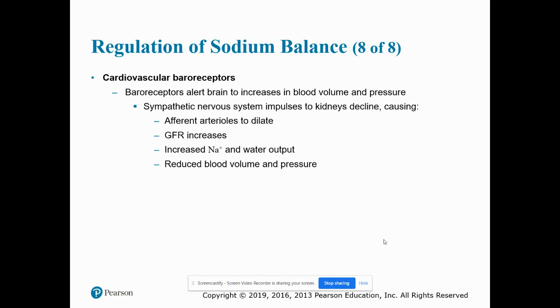We have cardiovascular baroreceptors, and they will alert the brain to increases in blood volume and pressure. The sympathetic nervous system impulses to the kidney will decline under these circumstances. This will cause the afferent arterioles to dilate. It will increase GFR, glomerular filtration rate, and this is going to lead to an increase in sodium and water output, and that will lead to a reduced blood volume and pressure.